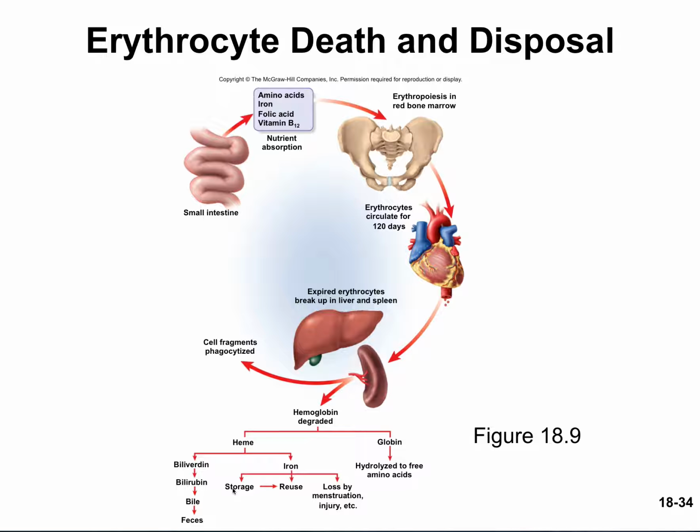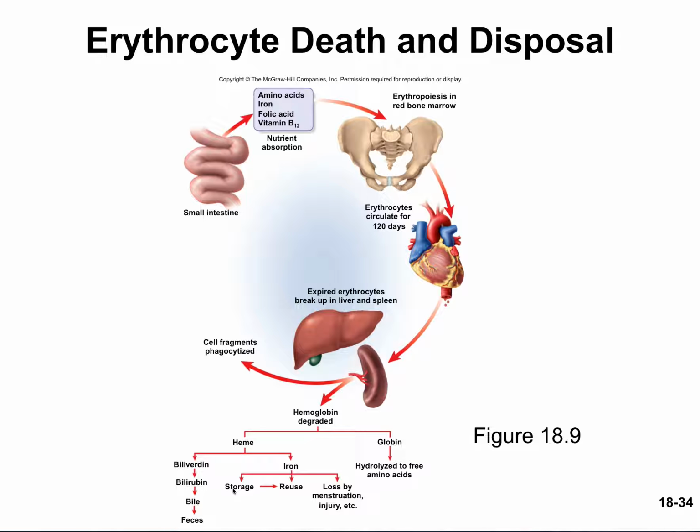Erythrocyte death and disposal starts in the small intestine, where the nutrients are absorbed. Then erythropoiesis occurs in the red bone marrow. The erythrocytes circulate for 120 days. Then the expired erythrocytes break up in the liver and the spleen. Some of the cell fragments are phagocytized, but the hemoglobin is degraded into heme and globin. Globin is hydrolyzed to free amino acids, and the heme is broken down into biliverdin and iron.